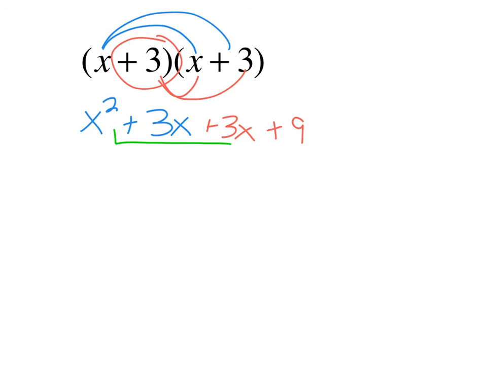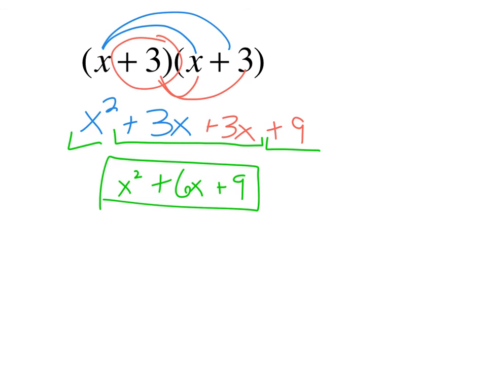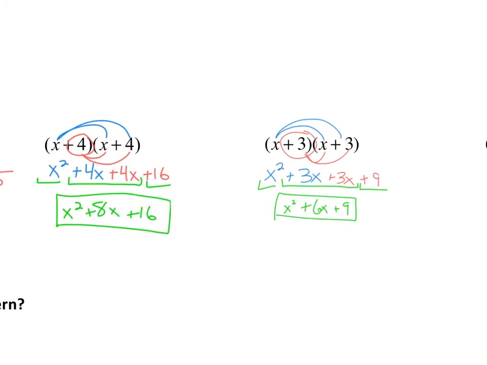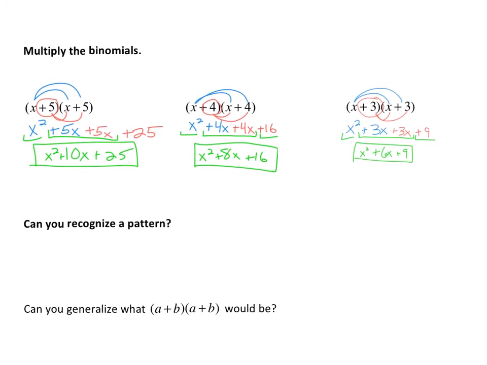At this point, once again, look at those two terms in the middle. 3 plus 3 tells you you have a positive 6x in the middle. Then bring down your first term, which was x squared. Bring down your last term, which was a plus 9. Here is your final answer. All right. So, look and see. Have you found the pattern yet? If you have, maybe start to write that down.